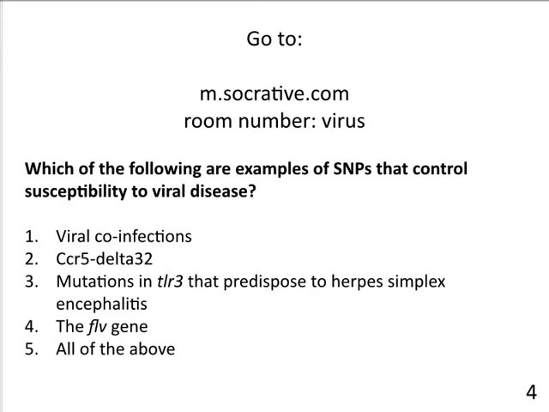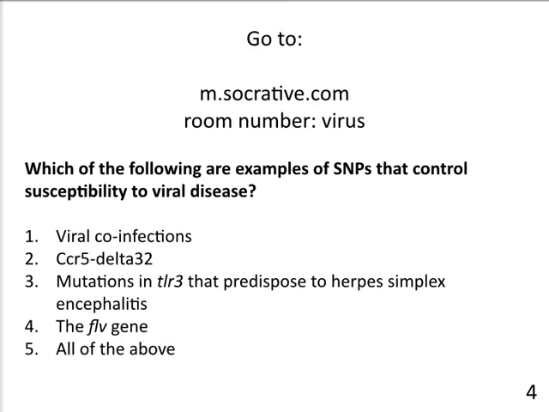Mutations in TLR3 that predispose to herpes simplex, that's for sure. Those are single amino acid changes caused by a single nucleotide change. The FLV gene is not. I didn't mention that was a SNP. So technically, you could have answered 4. And I see 1, 2, 3. Not many people did. Okay, fine.